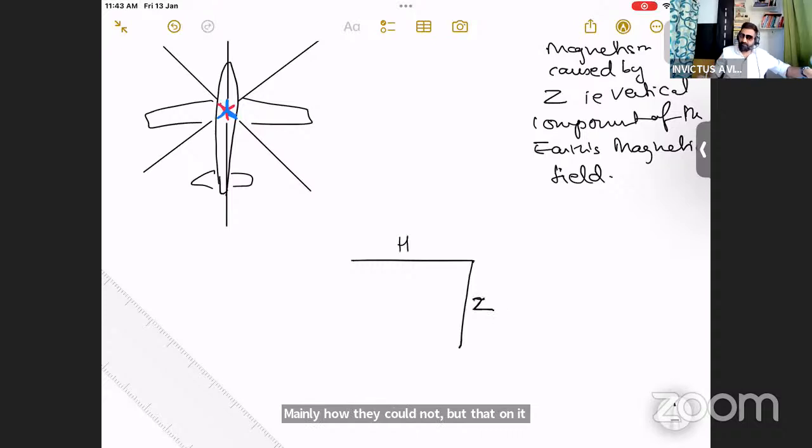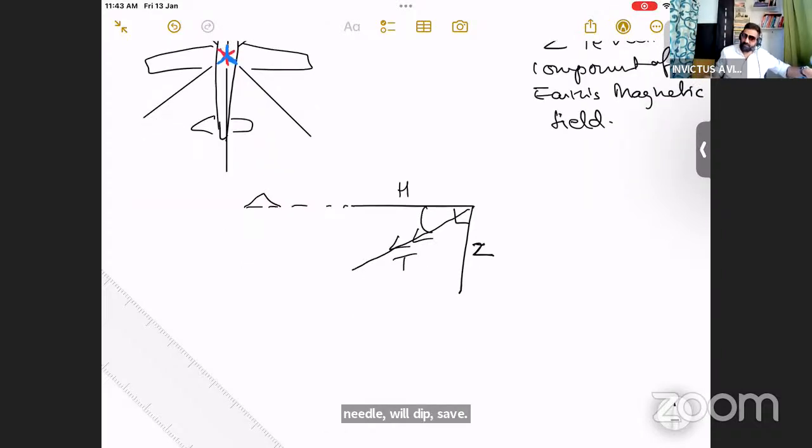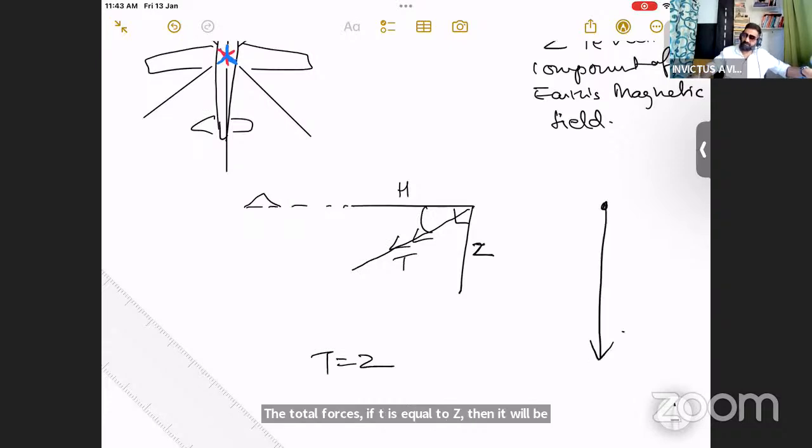Remember, H and Z are always perpendicular to each other. Angle of dip is when the horizontal or the magnetic meridian, this is horizontal, and when the total force, this angle. Because yesterday we had spoken about it, the total force is which along with the magnetic needle will dip. So if T is equal to Z, then it will be like this only completely. It means this is my horizontal, so it will be 90 degrees. When I'm making a dotted line, it just shows the horizontal here.